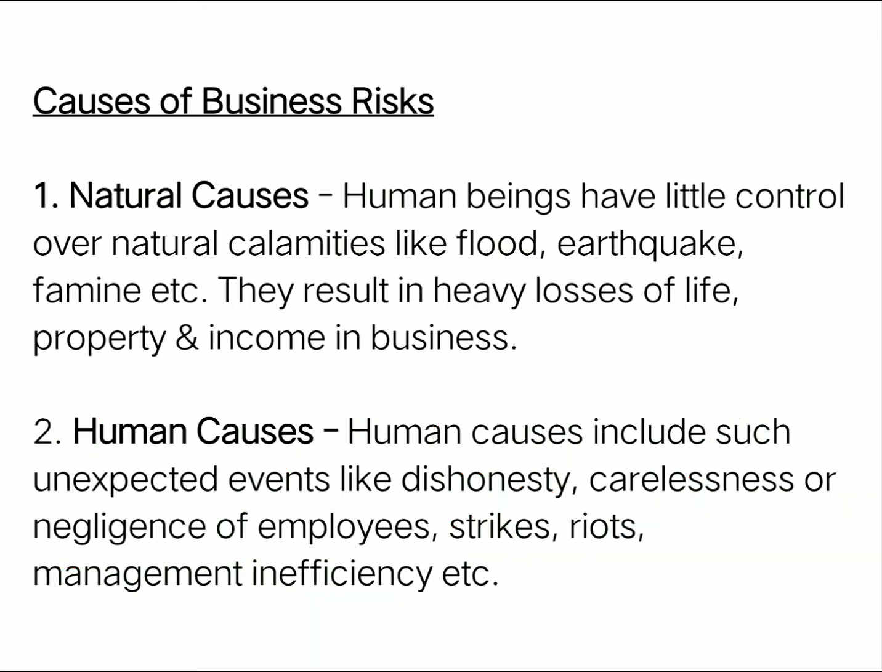Due to the carelessness of employees, due to their negligence, or when they go for strikes, they also damage much property of the business. They do not come for the work, and the production work is stopped. All these things are a risk for the business. So the first was natural cause and the second human cause.